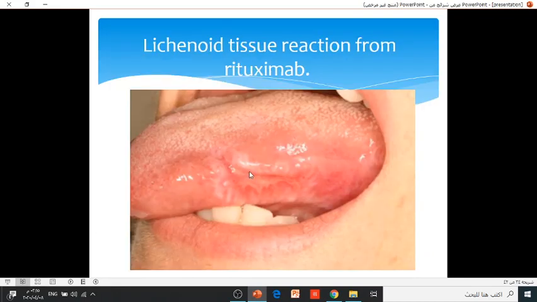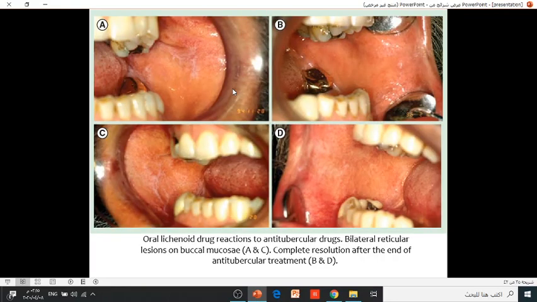Here we can see a lichenoid reaction on the lateral border of the tongue induced by rituximab. Rituximab is used for autoimmune diseases. Here is an interesting case of lichenoid drug reaction, bilateral, in a patient taking anti-tubercular drugs. This is before and this is after stopping the drugs. It was bilateral and there is a complete resolution of the lichenoid reaction.